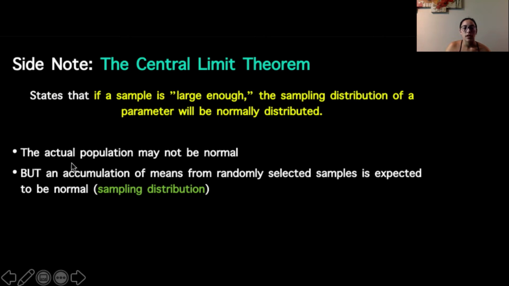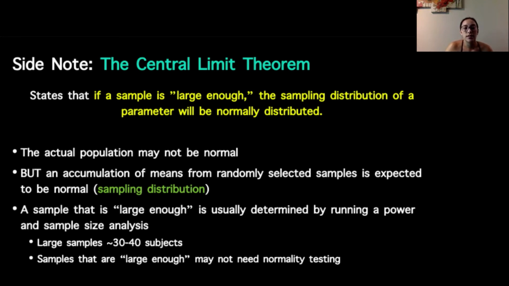So you might not always think that your population is normal, but the sampling distribution of your population should be normal, which is what we're actually comparing when we look at samples. Does your sample's distribution look like the sampling distribution, which is a bunch of randomly selected samples and their means plotted on a regular distribution?